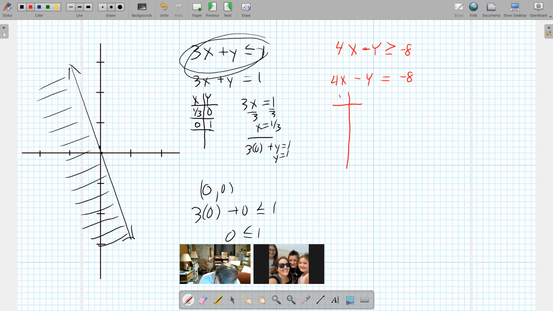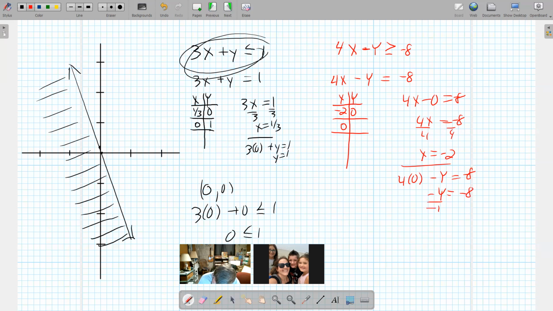Again, I'll use the x and y intercepts. When y is 0, 4x minus 0 equals -8. 4x equals -8. Divide by 4, divide by 4, x equals -2. If x is 0, 4 times 0 minus y equals -8. Negative y equals -8. Divide both sides by -1. y equals 8. The points (-2, 0) and (0, 8) are here. This is also a solid line.